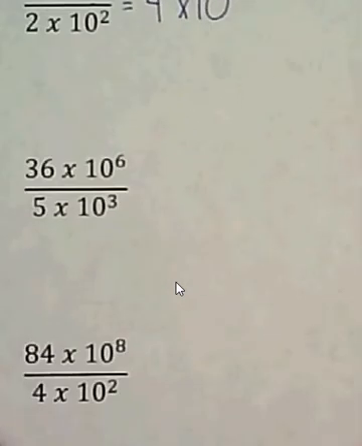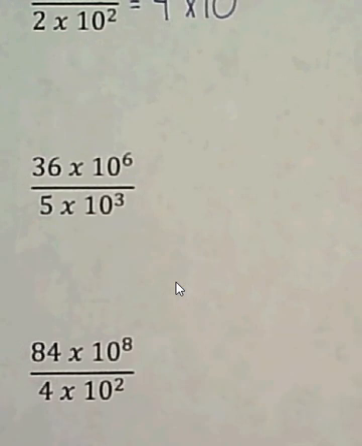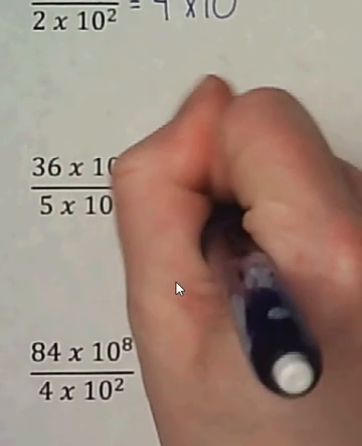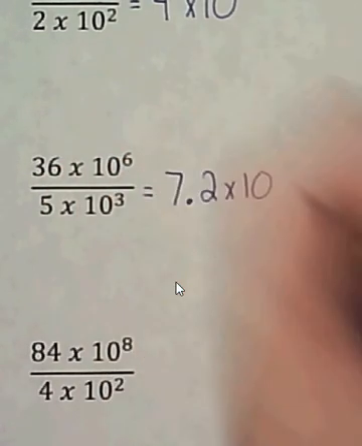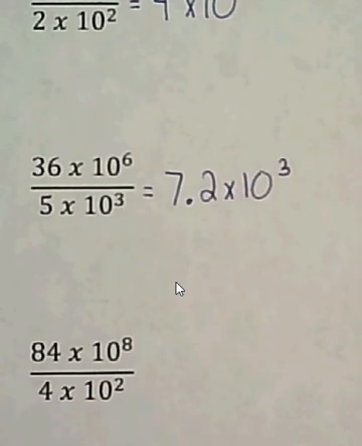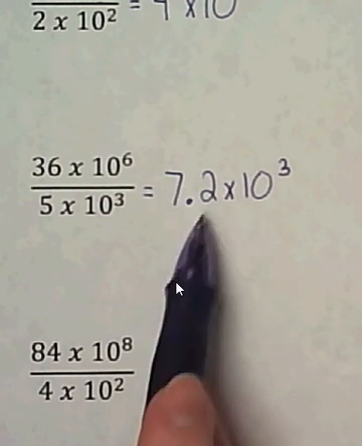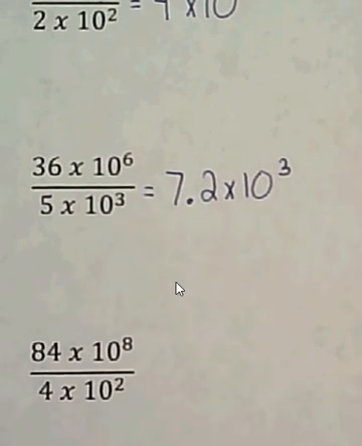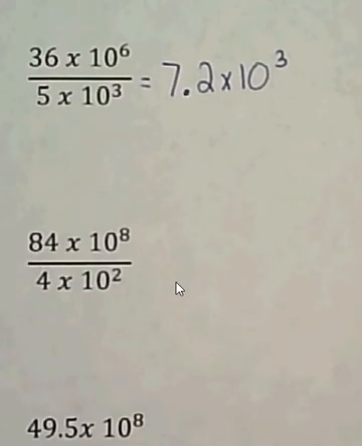Okay, let's try another one here. We have 36 times 10 to the 6th, and then we have divided by 5 times 10 to the 3rd. So if we do 36 divided by 5, I should get 7.2. Then we have times 10 to the 3rd power, because 6 minus 3 would be 3. Now, is that proper scientific notation? We have one number in front of the decimal, so yes, we don't have to change anything.